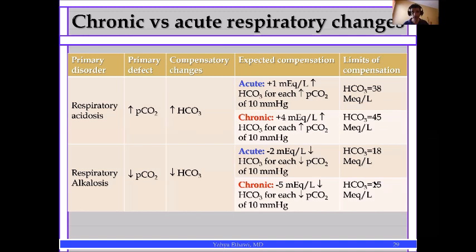So back again, respiratory alkalosis, dropping CO2 by 10, you need to drop your bicarb by 2 to bring your pH back to normal. And in acute situation, you can lose down to 18 milliequivalent per liter. In a chronic situation, you need to work more to bring the pH back because the body starts to get used to it. So you need to lose 5 milliequivalent of bicarb to compensate the pH for a loss of 10 millimeter mercury of CO2. And the limit, unfortunately, during chronic alkalosis gets worse, down to 15 milliequivalent per liter.